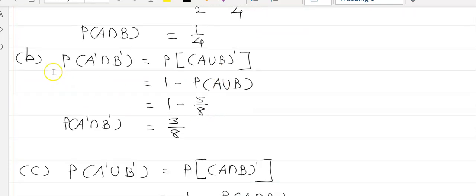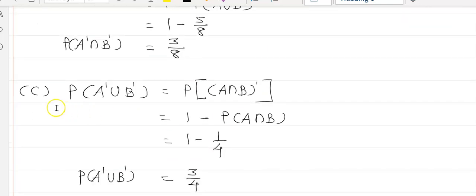Now the next is probability of A complement intersection B complement. This is nothing but the probability of the complement of A union B, by using De Morgan's law. And probability of the complement of A union B is nothing but 1 minus probability of A union B. That is 1 minus 5 by 8, and that is equal to 3 by 8. Therefore, probability of A complement intersection B complement is equal to 3 by 8.